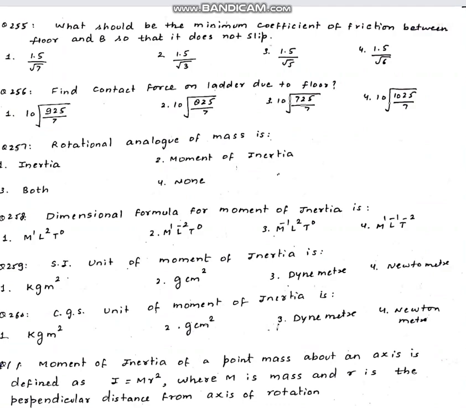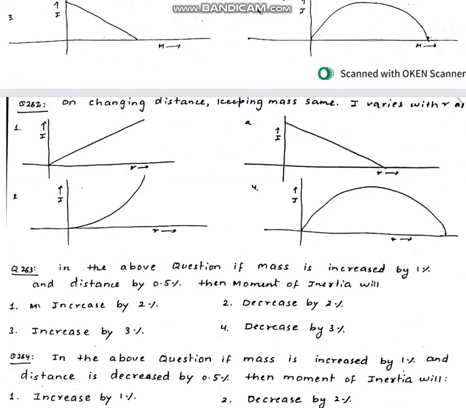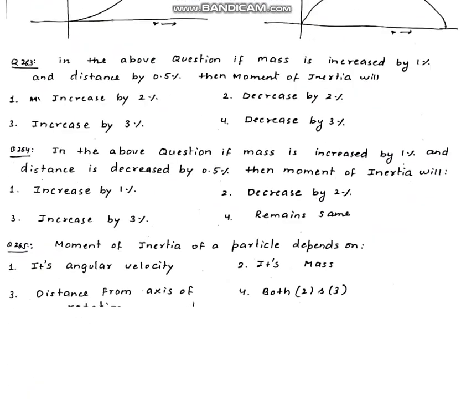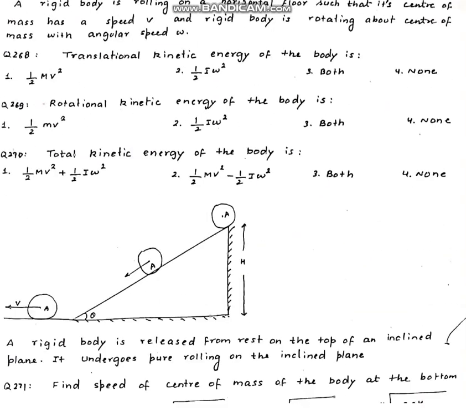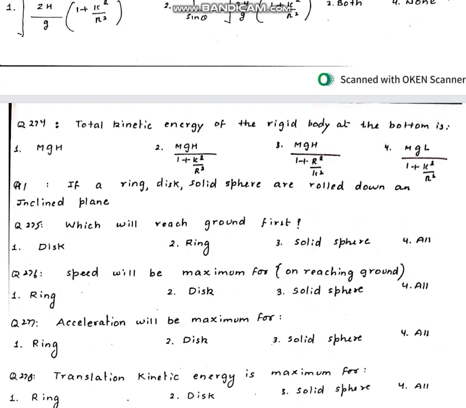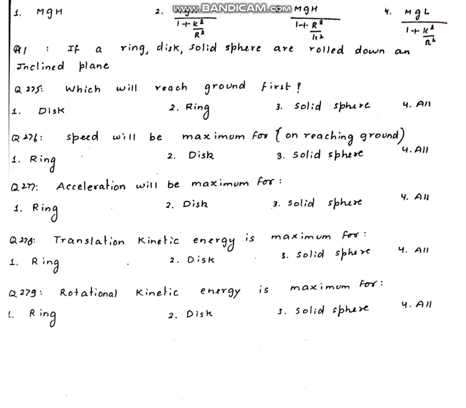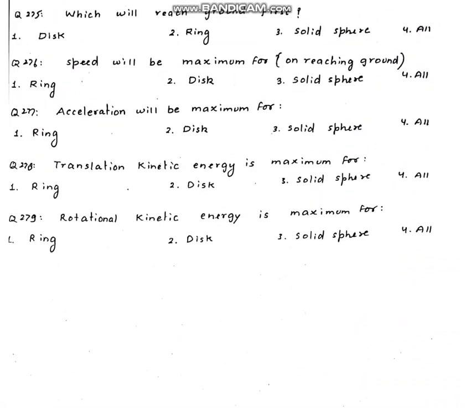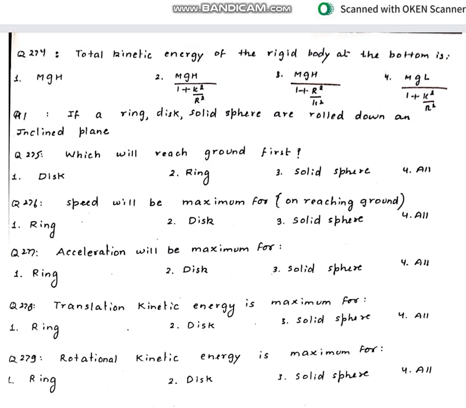Then a problem on dimensional units of moment of inertia. Then graph of moment of inertia, its variation, and a numerical problem based on that. Then we have pure rolling on an inclined plane: speed, acceleration, time taken, then total energy, speed, maximum, minima, acceleration, maximum, minima, translational kinetic energy, maximum, minima, rotational kinetic energy, maximum, minima.